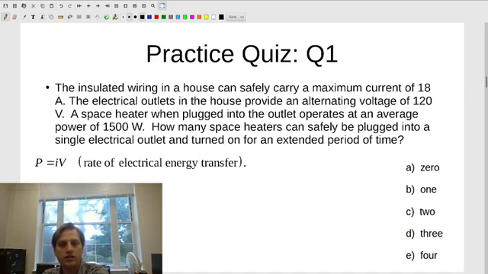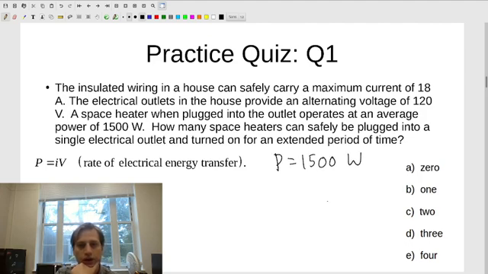All right, so here's a nice question. It says the insulated wiring in a house can safely carry a maximum of 18 amps. The electrical outlets in the house provide an alternating voltage of 120 volts. A space heater, when plugged into the outlet, operates at an average power of 1500 watts. Okay, so P equals 1500 watts. It then asks how many space heaters can safely be plugged into a single electrical outlet and turned on for an extended period of time.